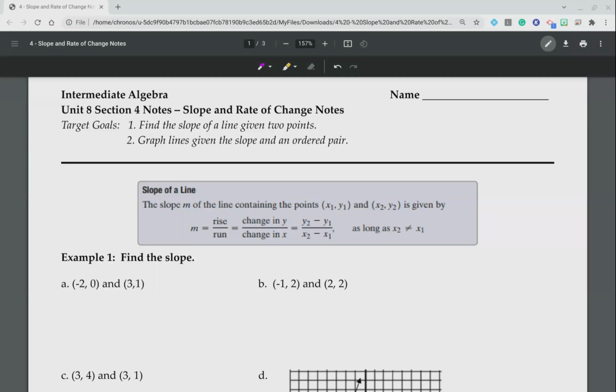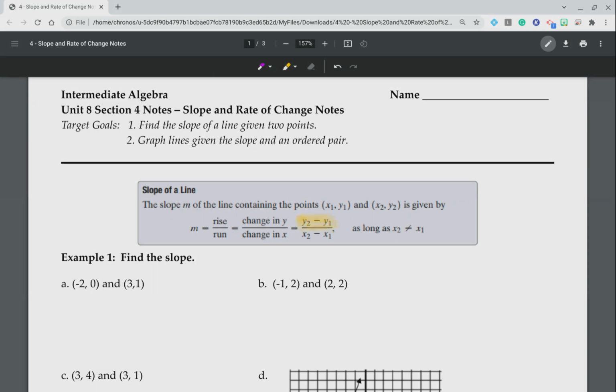Today we are going to be looking at the slope and the rate of change. So the slope of a line is basically how much it slants. Like this would be a very steep line. This would be a not very steep line. We are trying to look at the steepness of a line. So we generally think of the slope as the rise over the run, okay?